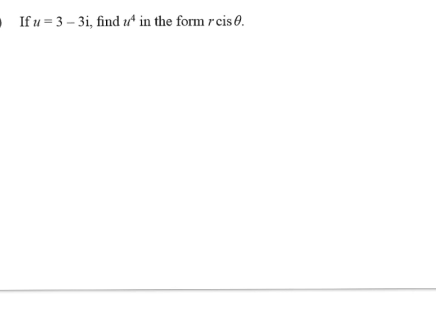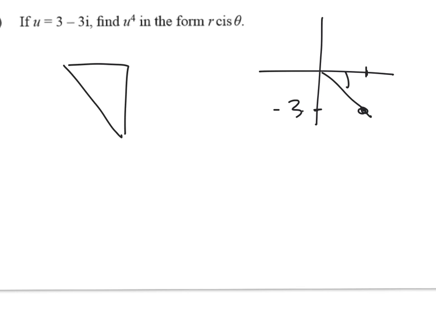Right, if u equals 3 minus 3i, find u to the power of 4. So u equals 3 minus 3i, we need to write that in polar form first. Here's 3, here's negative 3i, so u is down here. Now we can see from looking at that we've got an example of a special triangle again. So here's 3 and 3. So this is a triangle that's similar to 1, 1, root 2.